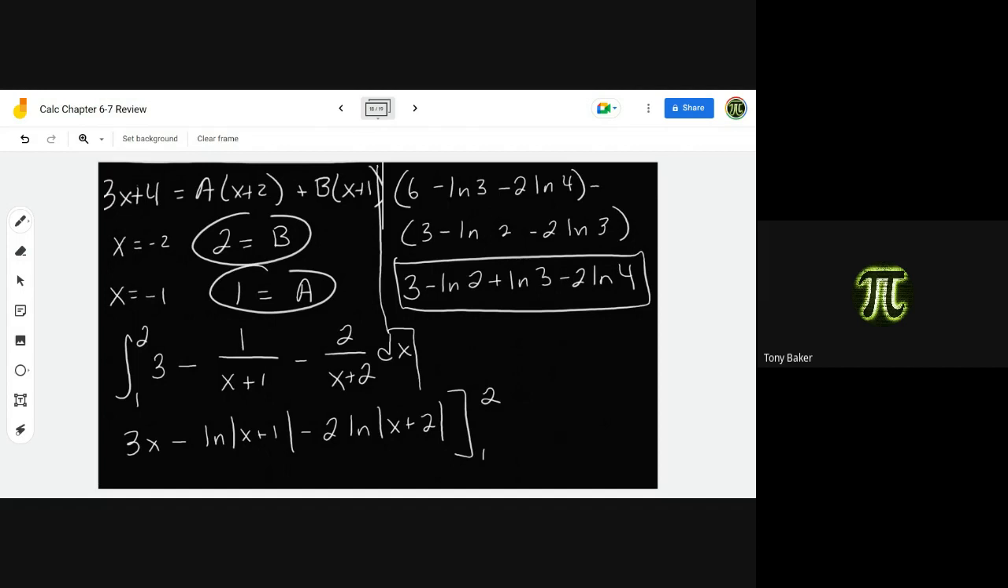So I had negative ln of 3 here, and then plus 2 ln of 3 here, because of the minus sign. Oh, 6 minus 3, okay. I caught that after I said the other one. I got that one right and screwed up that one. Yeah, 6 minus 3 is 3.